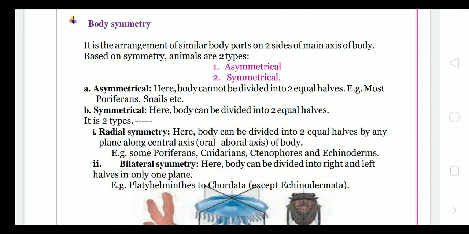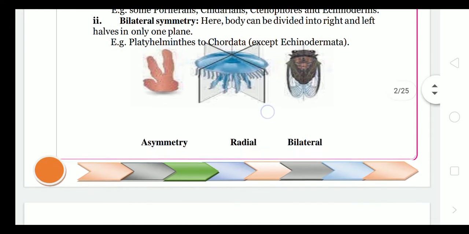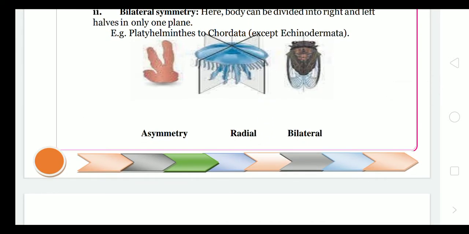In symmetrical animals, the body can be divided into two equal halves, but according to their symmetry there are two types, radial and bilateral. In radial symmetry, the two equal halves can be obtained by any plane which passes through the central axis, from the center, like a circle. For example, cnidarians, ctenophores and some echinoderms. In bilateral symmetry, the body can be divided into right and left halves along only one axis. For example, Platyhelminthes to Chordata, except Echinodermata.